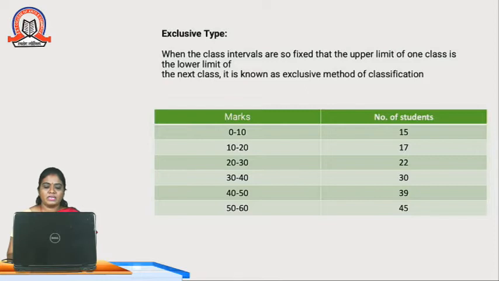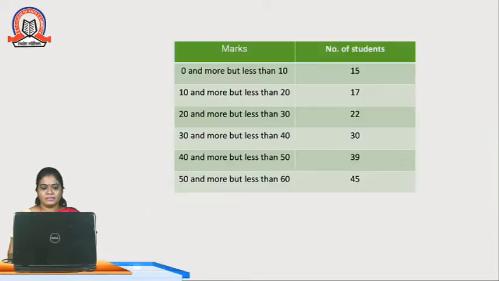So what values are considered here? In 0 to 10, 0 and more but less than 10 is considered for the frequency. For 10 to 20, 10 and more but less than 20 is considered, that is 10 to 19. 20 to 29 is considered for 20 to 30. Similarly for the other class limits.